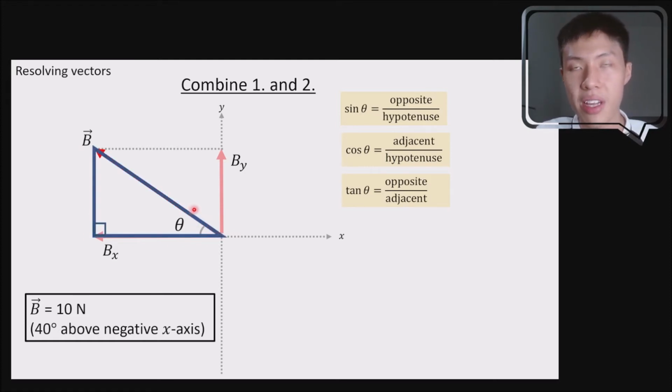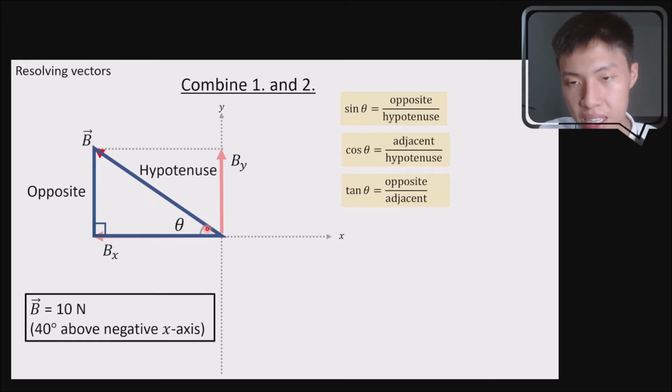Okay, so once you have done that, determine which side is which. Opposite the right angle is the hypotenuse. Then if your theta is here, opposite theta is the opposite side. Beside theta is the adjacent side. Okay, so we have labeled each side already. We can start to move on to determine Bx.